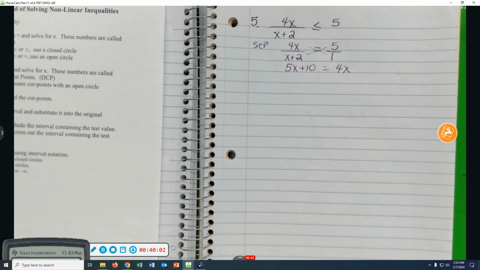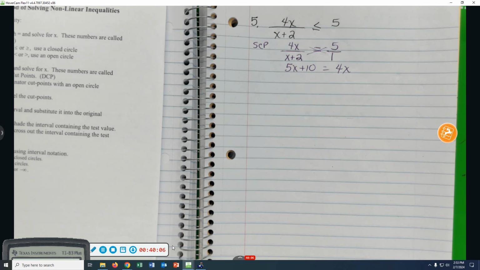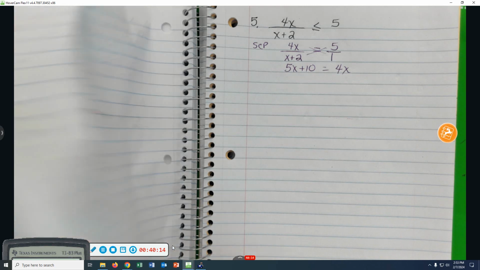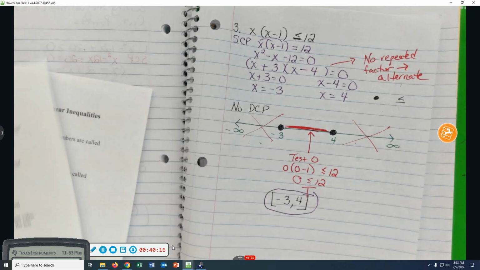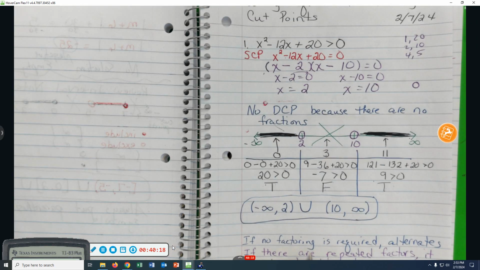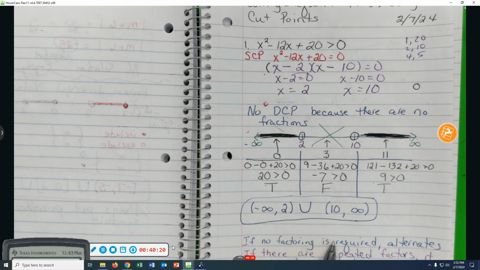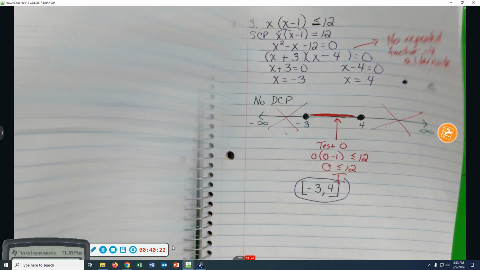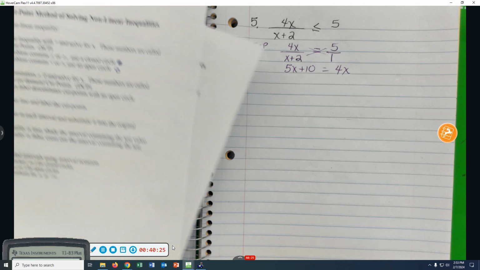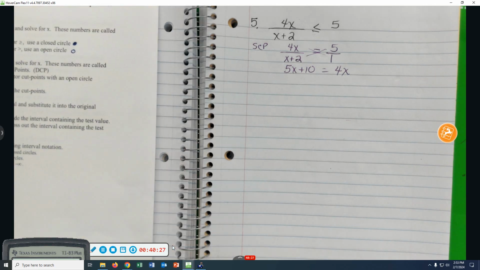Now, do we have a quadratic equation? Are we going to have to factor on this one? Are there any x squares? No. So, will it alternate? Absolutely. If there's no factoring required, it alternates. Okay, so here's how I'm going to solve this. I want to get all the x's together. I'm just isolating the x.